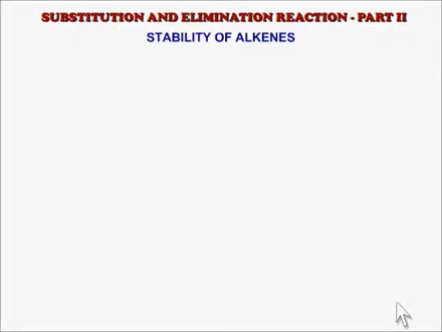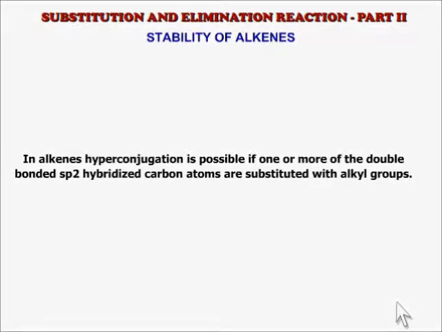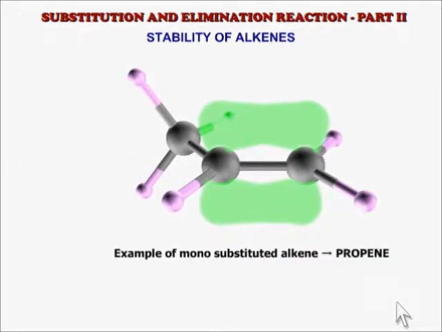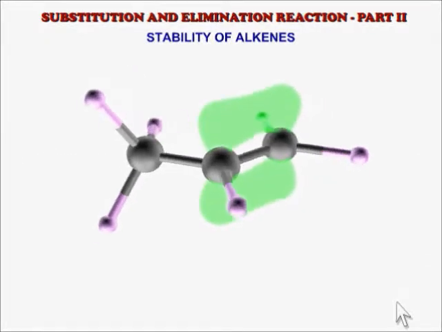Stability of alkenes. In alkenes, hyperconjugation is possible if one or more of the double bonded sp2 hybridized carbon atoms are substituted with alkyl groups. Consider this monosubstituted alkene.